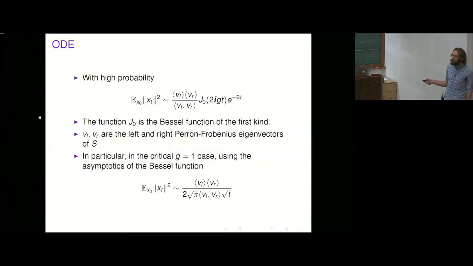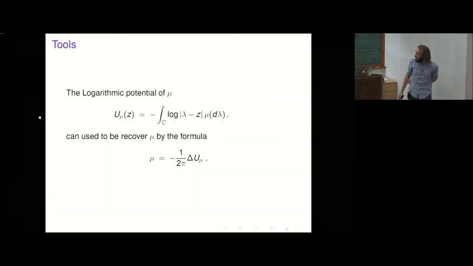And then using the asymptotics of the Bessel function, if we consider the critical case where these two terms are balanced exactly, then I get this t to the minus 1/2 universal decay of the solution to this differential equation. Okay. So any questions on the result? Now I'm going to talk a little bit about the tools we use and how the proofs go.